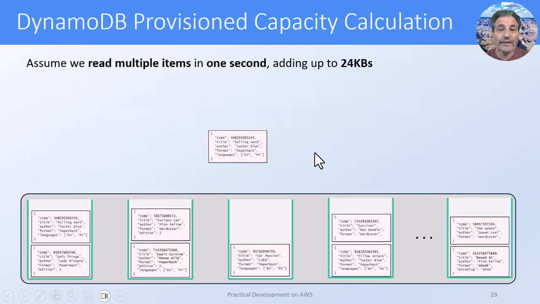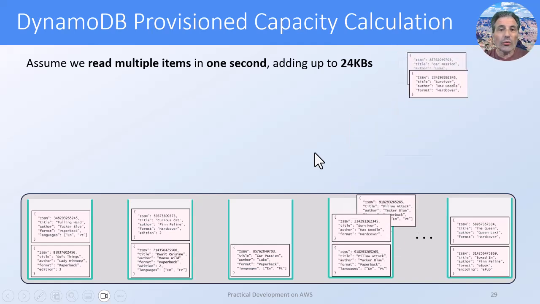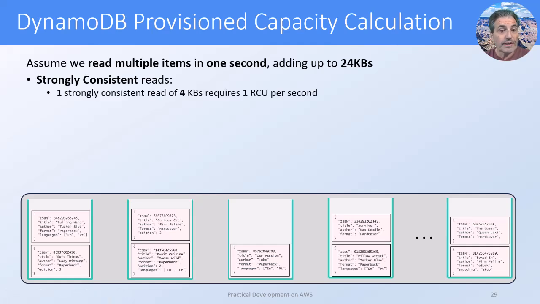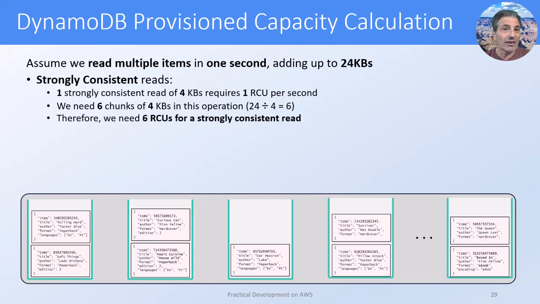So let's assume, for instance, that you know you're getting a lot of reads and the rate that you're expecting is about 24 kilobytes in 1 second. So how many RCUs would you need for that? Well, remember, the formula for strongly consistent read is that you get one strongly consistent read of 4 kilobytes for 1 second. So if you're doing strongly consistent reads, you're essentially going to need 6 chunks of 4 kilobytes for this operation, because it's 24 divided by 4, which means that you're going to need 6 RCUs if you're doing a strongly consistent read.